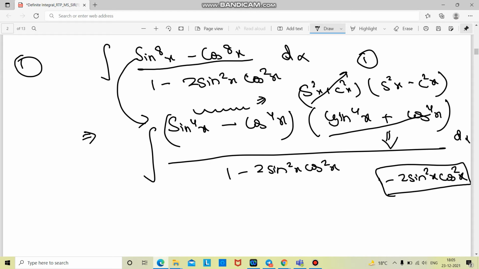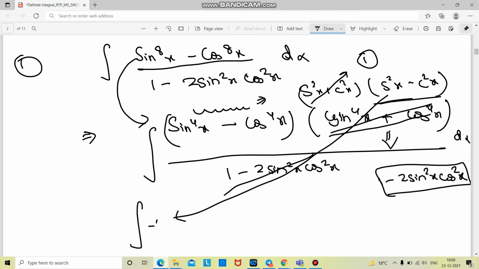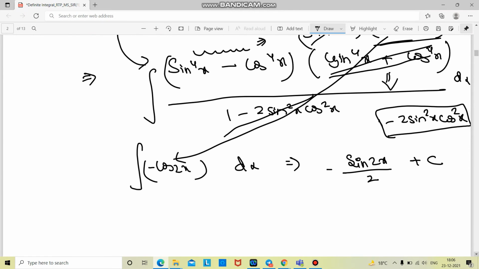It is a general formula which you should remember. So this will get cancelled by this and we will be left with this term, which we can write as minus of cos 2x whole dx, integration of which gives us minus sin 2x by 2 plus c, which is our answer.